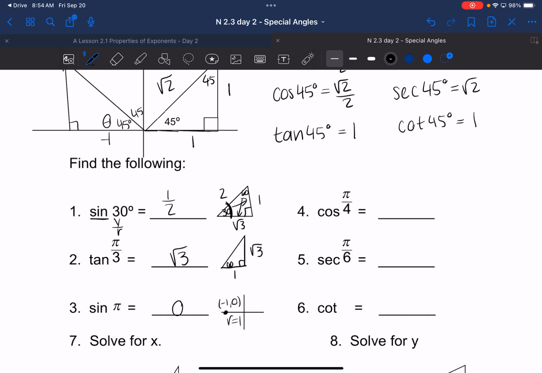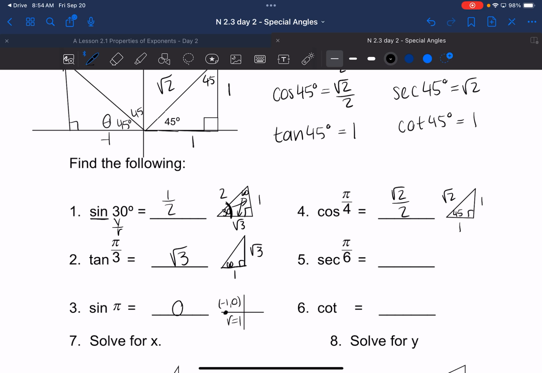Okay? Pi fourths. What quadrant is pi fourths in? 1. Okay, so I'm going to draw a 45, 45, 90 triangle. And what do we label the sides across from the 45-degree angles? 1 and 1, and the hypotenuse is square root of 2. All right, so when they ask for cosine, that's x over r. What is x over r going to be? 1 over root 2, but we simplify, so that would be root 2 over 2. Good.